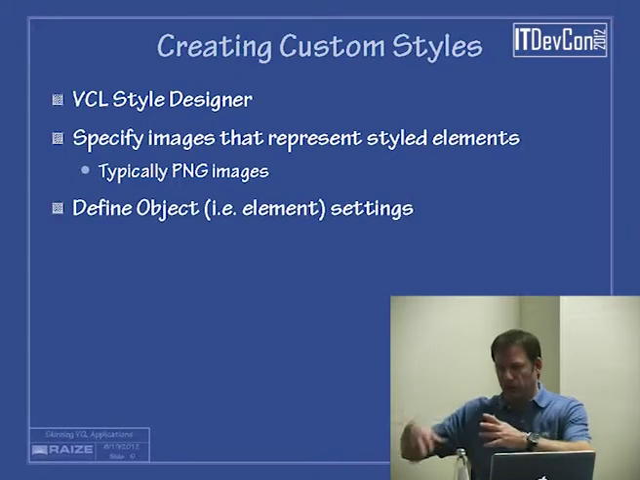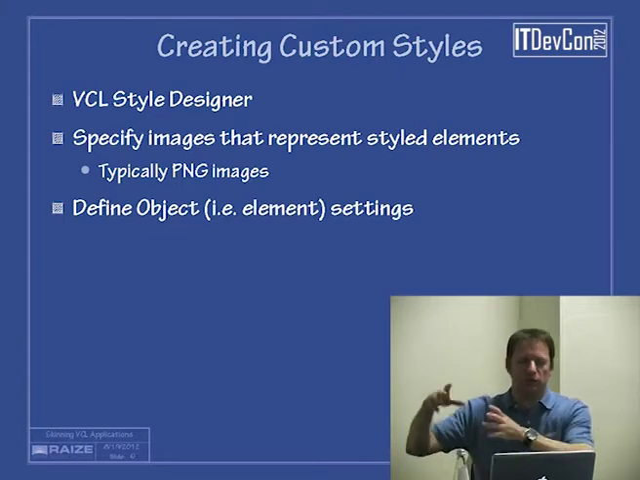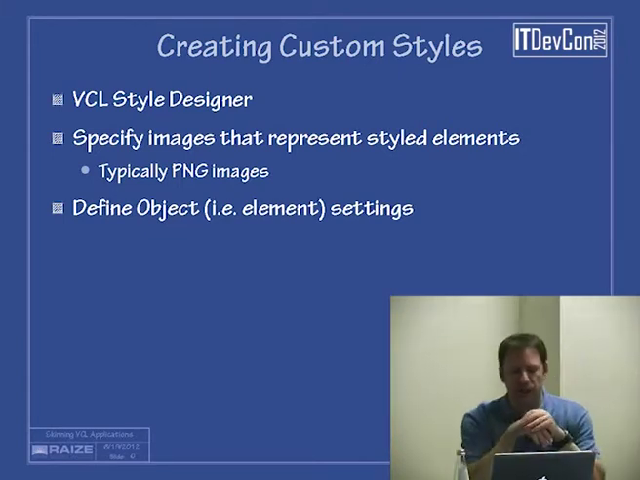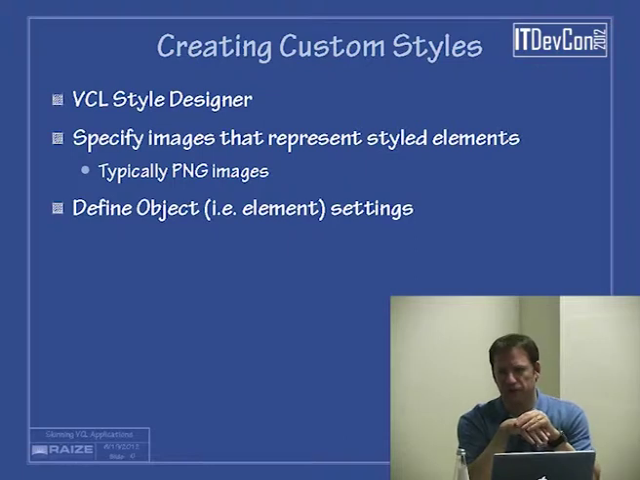Once we have a set of images we're going to use, we're going to bring them into the Style Designer, and then we need to define the various object settings. So which images are we going to use for the normal push button? What image are we going to use when we push that button down? When the mouse is over the button, it's the hot state. For all of the different states of a control that we want to support, we have to associate various images.